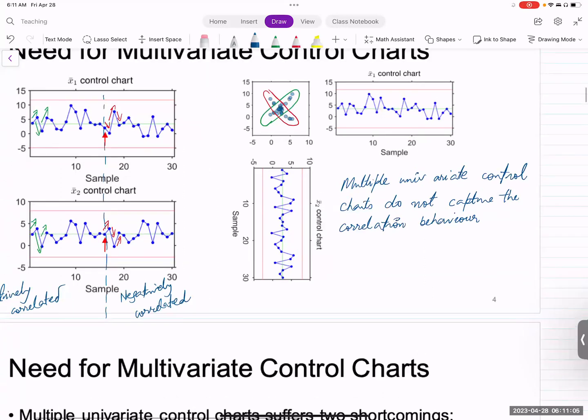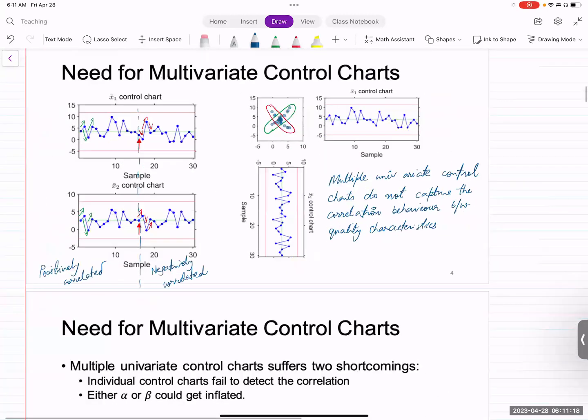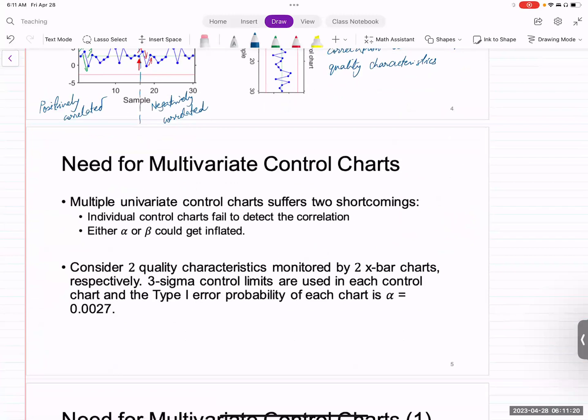Correlation behavior between, you can say, quality characteristics. Okay, all right. So this is one challenge with using multiple univariate control charts. And this is what I'm summarizing in the first point here: individual control charts fail to detect the correlation structure.